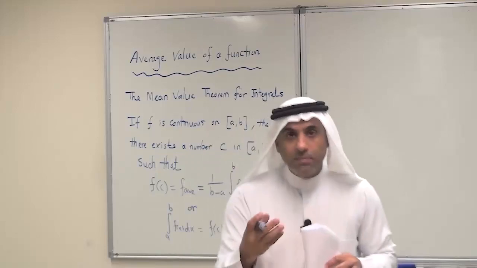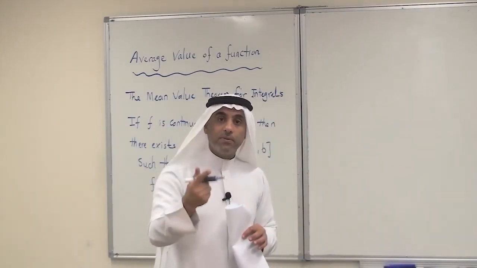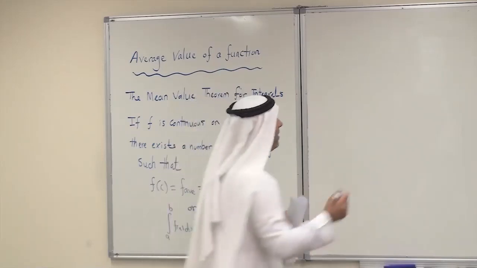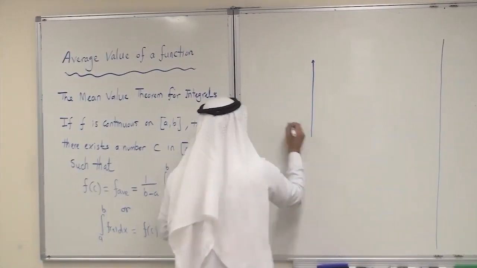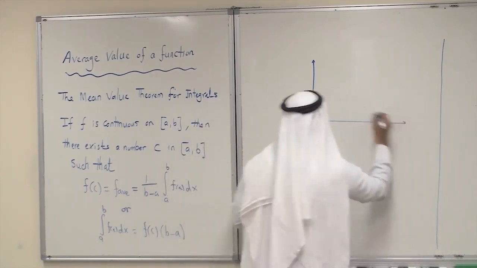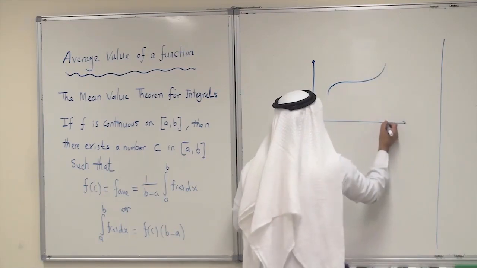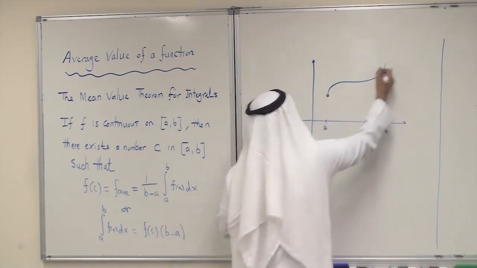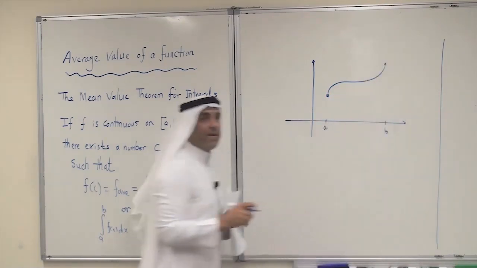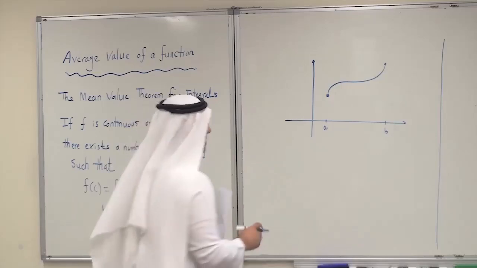Now, before we move to the mean value theorem for integrals, let us refresh our memory with the mean value theorem for derivatives. What does it say? You remember in calculus 1 we discussed the mean value theorem for derivatives that says if you have a function continuous over the closed interval [a, b], and it is differentiable over the open interval (a, b), then you always have the case like this.